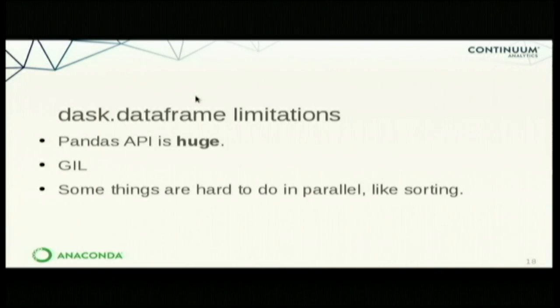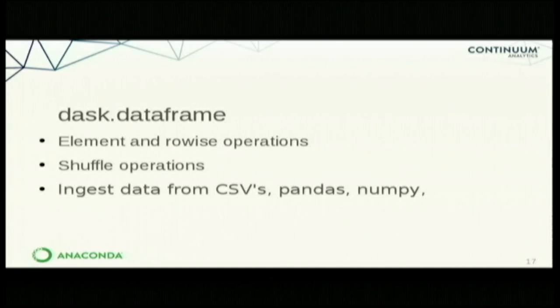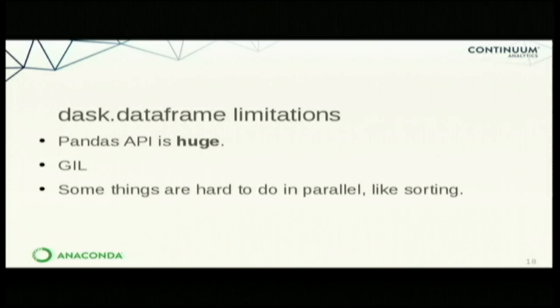Anyway, so dask data frame, you have element-wise, row-wise operations, shuffle operations, ingest CSV files, pandas, NumPy, all that fun stuff. Yeah, you can do indexing stuff. A lot of pandas stuff we could do, but there are a few limitations, like the pandas API. It's very, very large, and wrapping it is something we haven't done all of it. We're very open to community contributions for whatever tiny pandas method you would like.